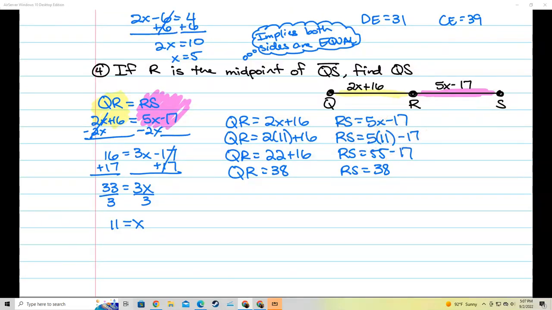Did I answer the question? No. Again, I'm still trying to find QS, but more importantly, I know that this is 38. I know that this is 38. And if I want QS, I just need to add those 38s together. So I'm going to write QS is equal to 38 plus 38. That means QS must be equal to 76. And I asked myself, did I answer the question? The answer is yes, I did answer the question. I know QS is 76 and I can stop right there.